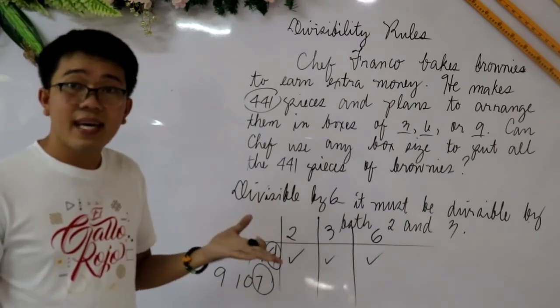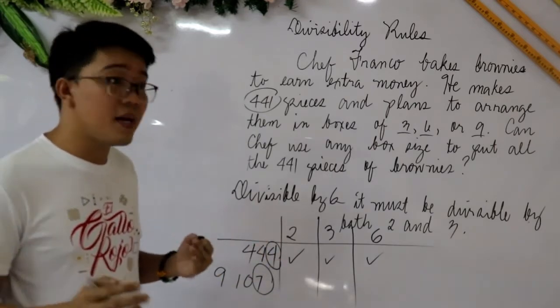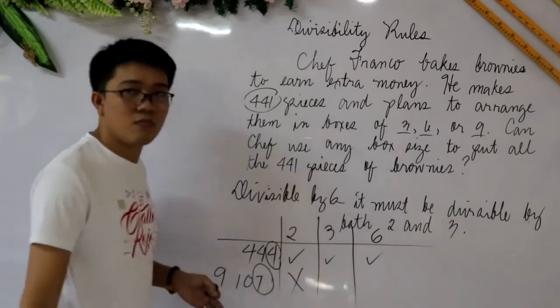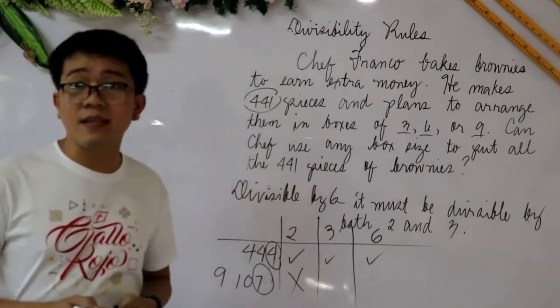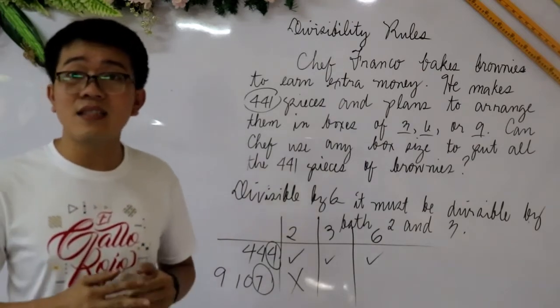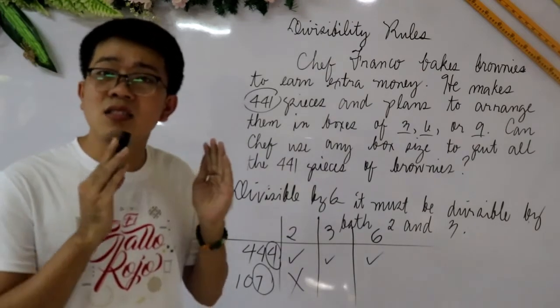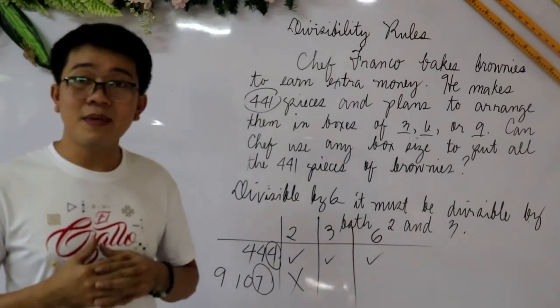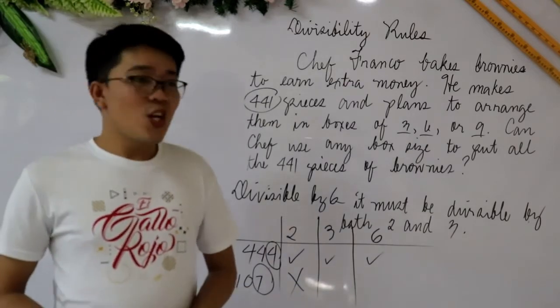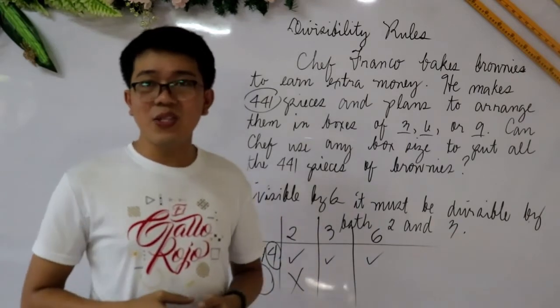So we say that it is not divisible by 2. We place an X mark there. So we can no longer proceed, because once a number is not even, then it is not divisible by 6. Did you get me? Alright. So that is how we're going to check the divisibility rule number 6.